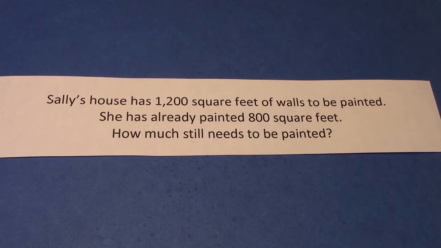There will be a list of keywords later, but you probably already realized that we just need to subtract the amount already painted from the total to find what's left to paint. The math is 1,200 minus 800 equals 400, and the answer is 400 square feet.